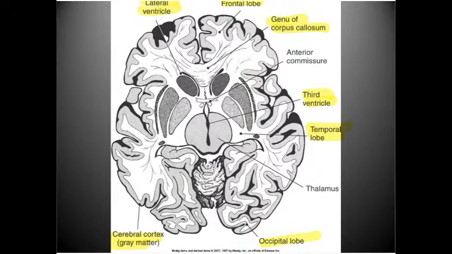So here's a view from an inferior to superior view. We have the longitudinal fissure here. And that is pretty much it. Just know that this is the frontal lobe, this is temporal, this is occipital here.